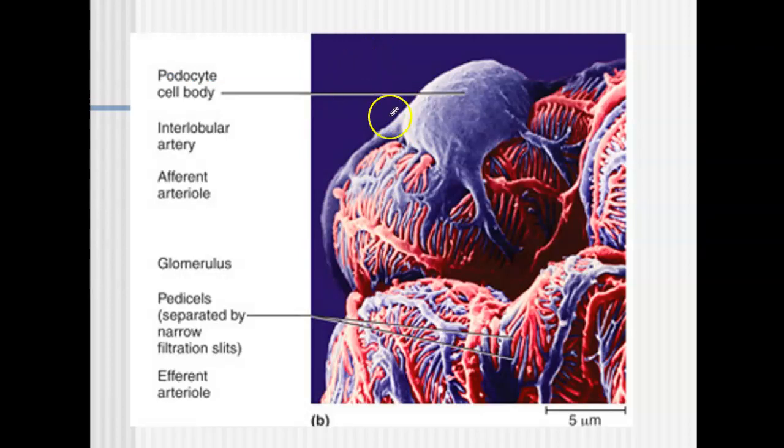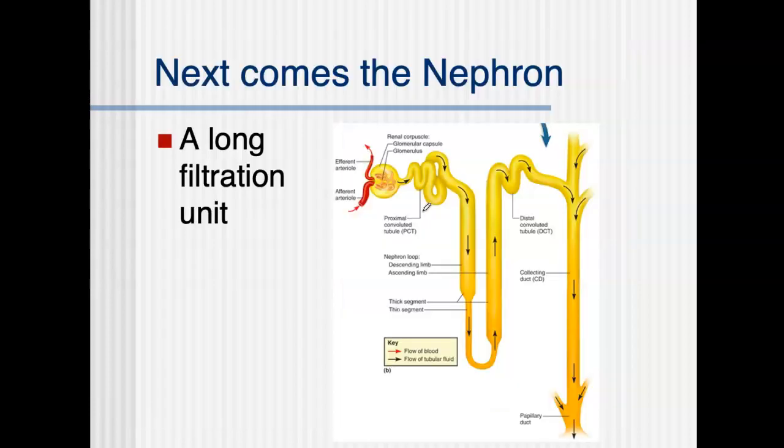Here we go. So this is a cell body of a podocyte, and it's got its podos, which is its legs, its extensions over it. And these are all the afferent and efferent arterioles. Kind of a weird structure.